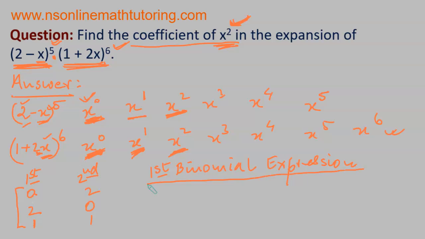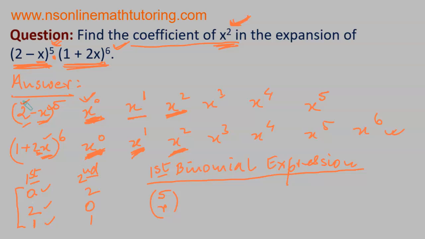First binomial expression, that is (2 minus x) raised to the power of 5. We will be taking all the three powers of x and getting the values of r for each of them. We start with the general term. And what is the value of n in our case? It is the power, which is 5. So it will be 5Cr.